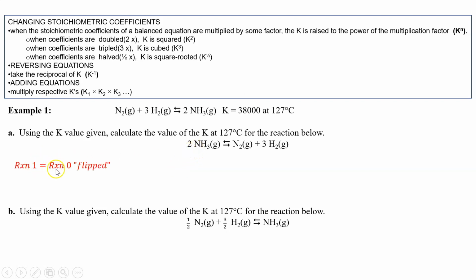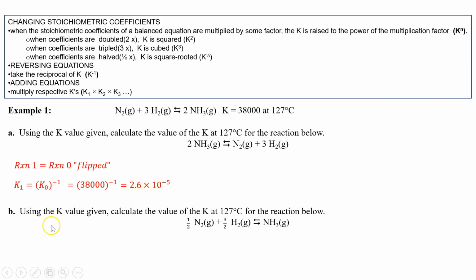Reaction 0 flipped is the same as reaction 1. So reaction 1 is just turning reaction 0 around. So I need to raise K0 to the -1. K0 is 38,000. So 1 over 38,000, or 38,000 to the -1 power, mean the same thing. I end up with a number 2.6 times 10 to the -5th.